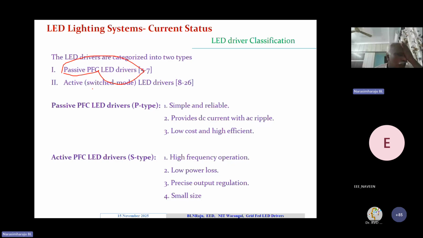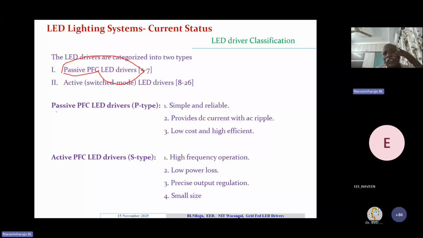Their compactness is significantly better, and they can be designed for a wide variety of power ranges with very compact sizes. That means the active switch, the transistor, can be utilized in switch mode operation. That is why the power drivers which we have designed by means of active transistor devices are called active LED drivers. So that is what we can consider.